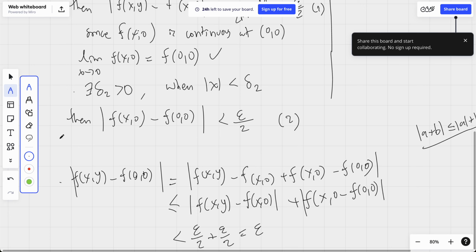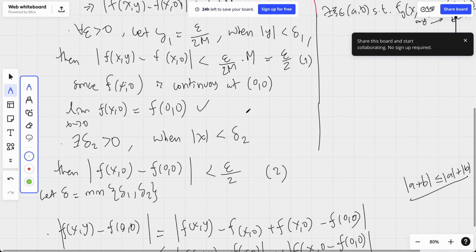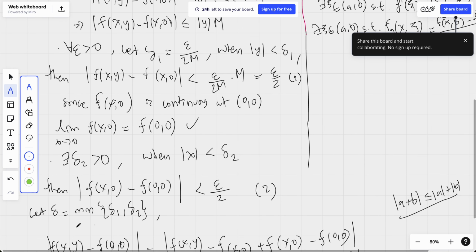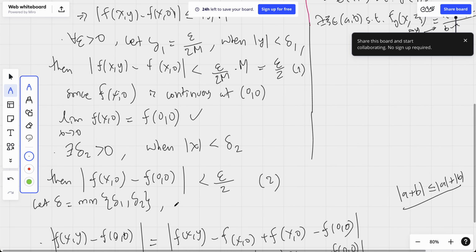So here we have to let delta be the minimum of delta 1 and delta 2. Because we let y smaller than delta 1 and y smaller than delta 2, if we just take the smaller value of the two and use that delta instead, it will still be the same. Try to think about it yourself, it will still be the same.